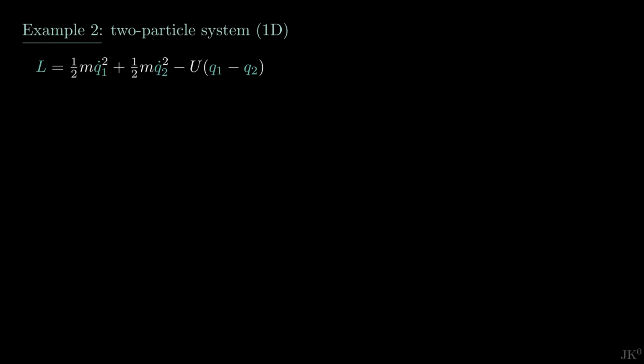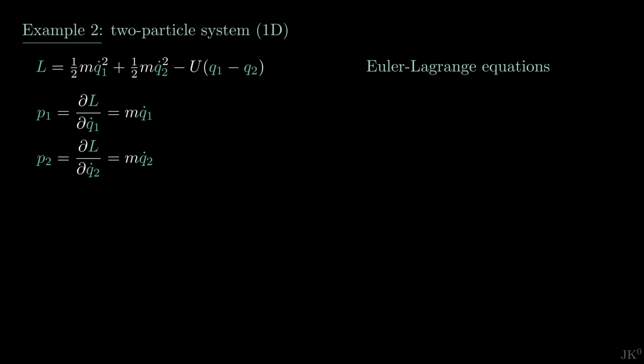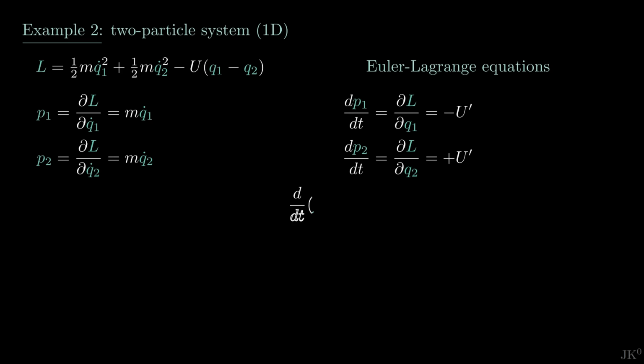Consider a system of 2 identical particles in 1 dimension under the action of a potential that depends on the distance between them. The momentum of each particle is m times q dot, and from the Euler-Lagrange equations, we find that the momentum of each particle is not constant. However, if we add them, we find that p1 plus p2 is conserved. Each momentum is no longer conserved, but their sum is.